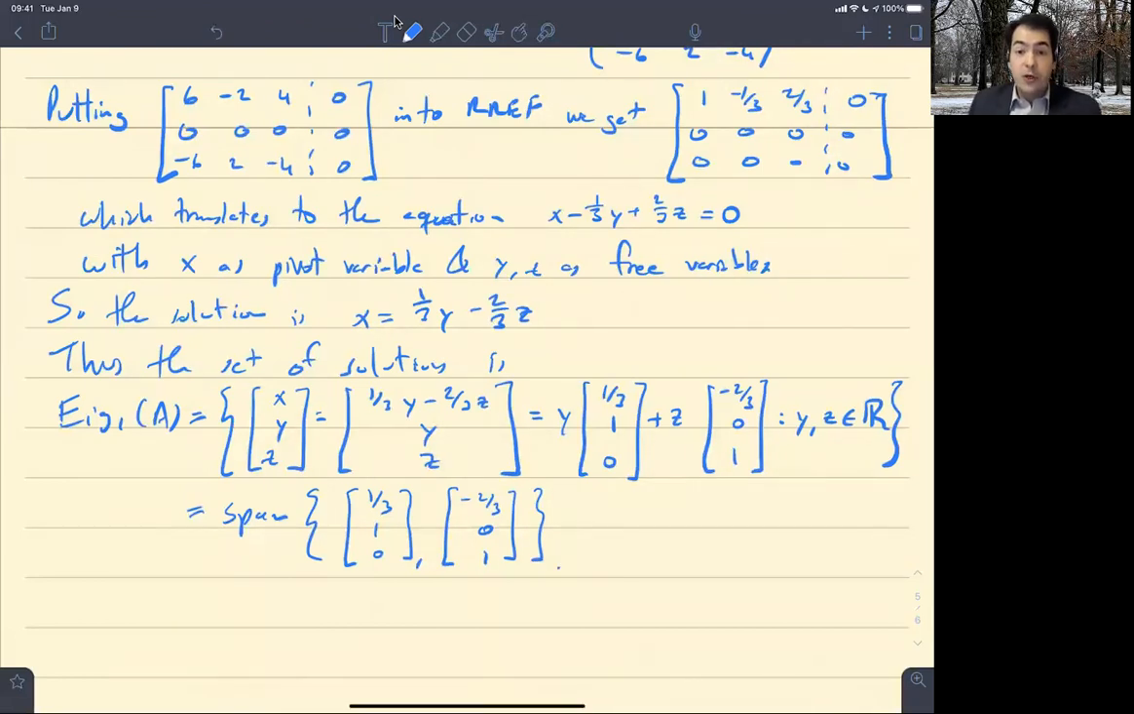Okay, so there we go. The eigenspace, and we've written it as the span of these two vectors. Notice these are obviously eigenvectors corresponding to the eigenvalue 1, but so is any linear combination of them that's not the 0 vector. Okay, we'll stop there for today and pick it up there next time.